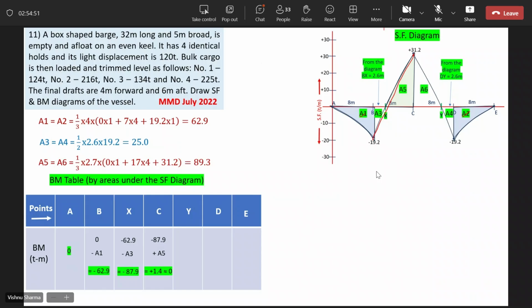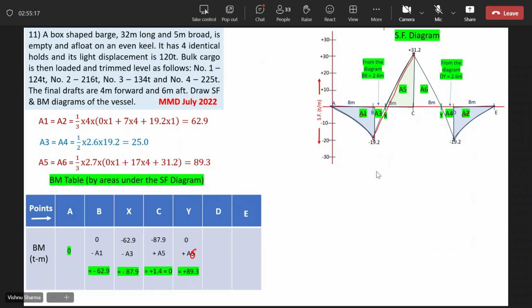And since my diagram is showing me that it will be 0 at C, I have also made it 0 at C. If you want, you can make it 0, or you can carry over plus 1.4. There is no problem in that. Both ways are correct. Then I carry forward 0, then plus A6. It's plus A6, not A5, sorry. This is plus A6.